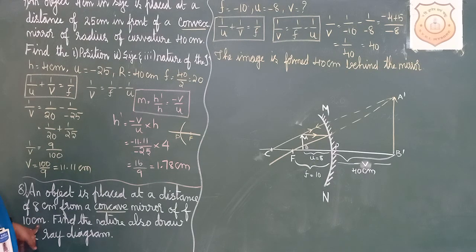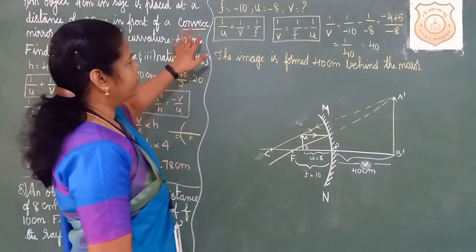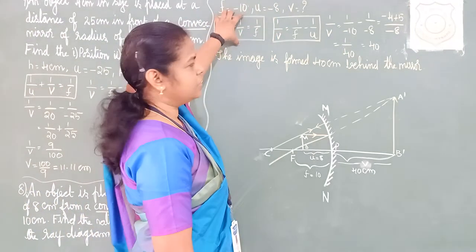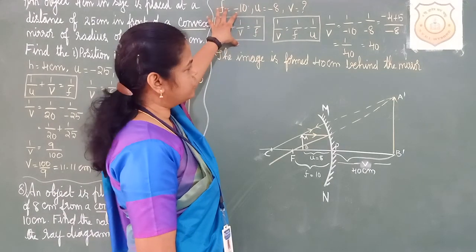Focal length is 10 centimeters, so f is equal to minus 10. Find the nature and also draw the ray diagrams. So, you are writing all the values. Then you will put the mirror formula: 1 by u plus 1 by v is equal to 1 by f.